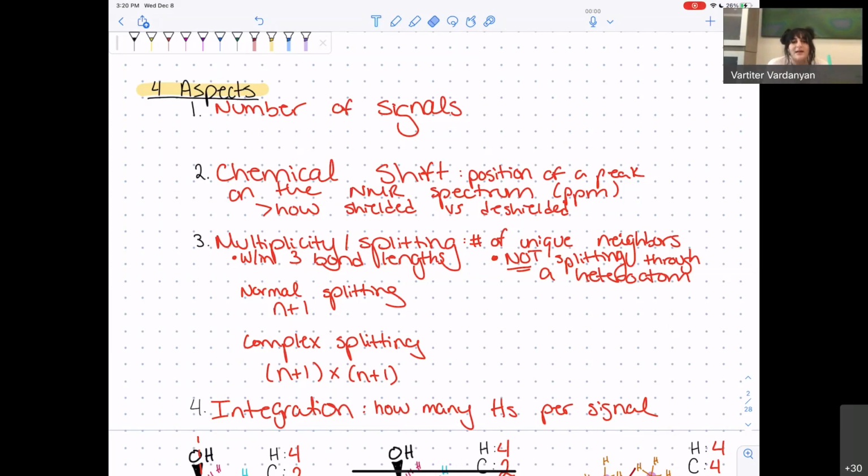The other rule is n+1, and we know that normal splitting and complex splitting are slightly different. Normal splitting is n+1, and complex splitting is actually n+1 times n+1. We're going to talk about that in just a second. Integration just purely means how many hydrogens there are per signal or how many carbons there are per signal. I would like to point out number of signals, chemical shift, and integration are for both hydrogen and carbon NMR, but splitting is only for hydrogen NMR. You cannot do splitting on carbon NMR.